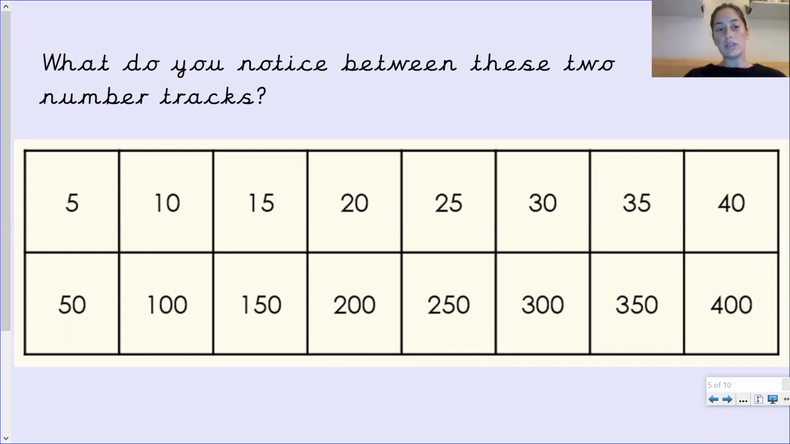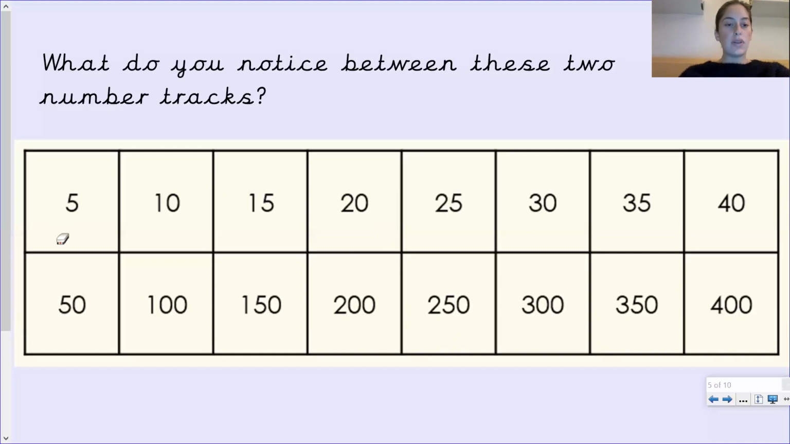Okay, I want you to pause the video again and look at the similarity. So you've just noticed a difference between the two number tracks, which is the top number track is going up in fives and the second number track is going up in 50s. Can you now spot any similarities between the first number track and the second number track? Play the video when you're ready.